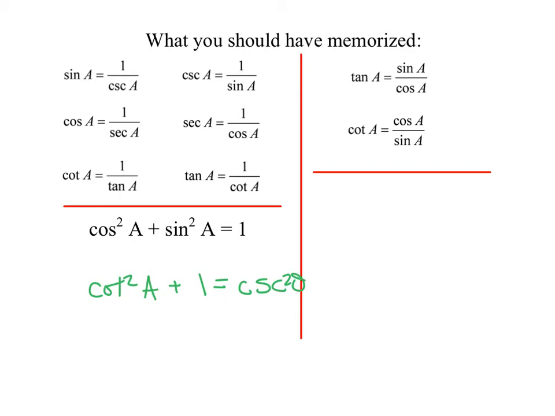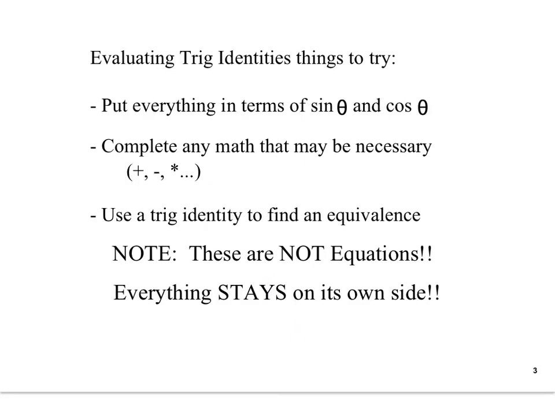Okay, and I did that by dividing by sine squared. But you could also divide by cosine squared, and it would be 1 plus tangent squared theta equals secant squared theta. Or A. I guess I mixed between my A's and my thetas. They should all be the same, regardless. So you do need to remember those.